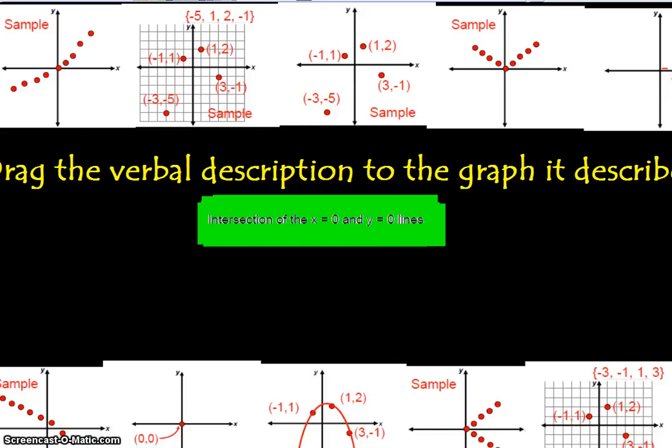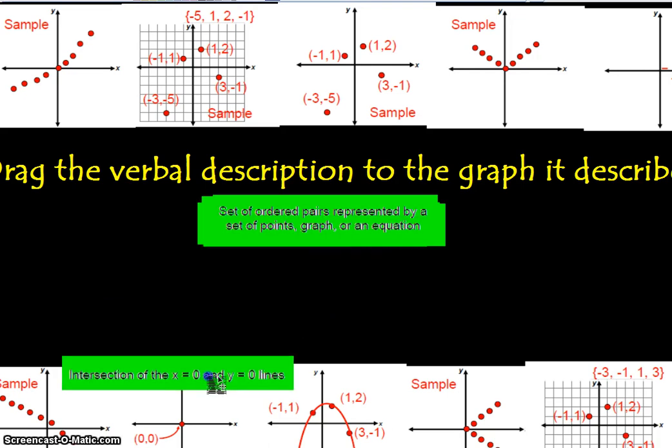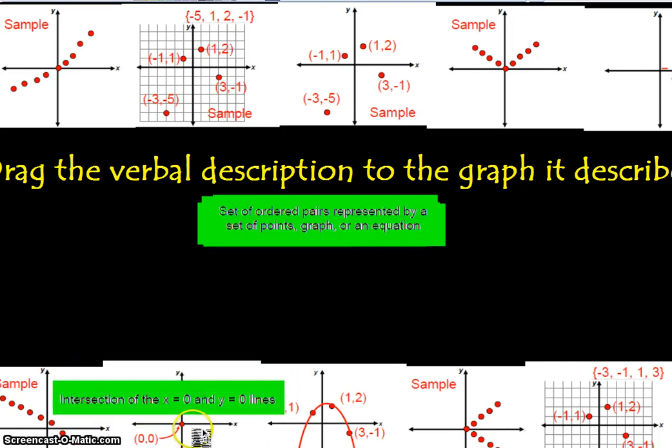Okay, this is Algebra 2, and we're looking at characteristics of relations and functions, Part 2. We're going to start by matching the verbal description to the graph that it describes. If you're talking about the intersection of x equals 0 and y equals 0, this is where your axes intersect. It's known as your origin, and so it would be this picture here.